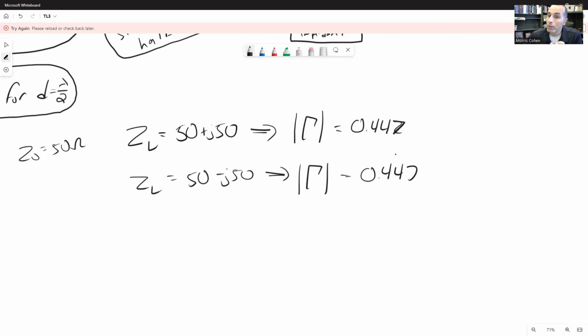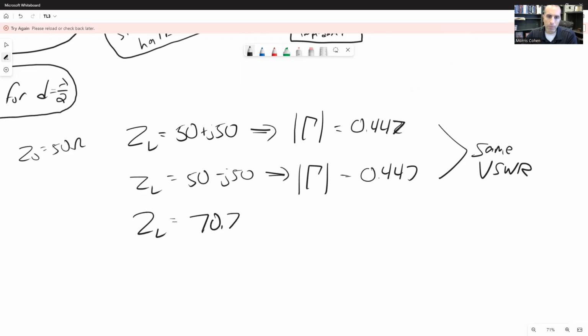So we have the same reflection coefficient in both those cases. The sign is different, but the reflection coefficient magnitude is the same. Therefore, these two have the same voltage standing wave ratio, or VSWR. All right. If ZL is strictly a 70.7 ohm resistor and no capacitance and no inductance, that works out to have a reflection coefficient magnitude of 0.17. And so this will be a smaller VSWR.